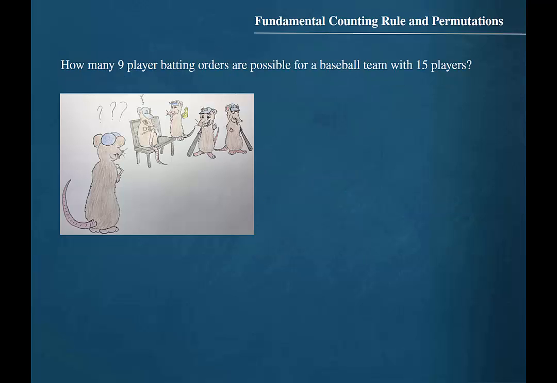So now let's return to the question of how many 9-player batting orders are possible for a baseball team with 15 players. Designing a batting order is the same as a sequence of 9 events. The manager must select a player to bat first, a player to bat second, and so on until the entire batting order is filled. If there are 15 players on the team, then there are 15 ways to fill the first batting position. That would leave 14 players to choose from to bat second, 13 to bat third, and so on until all of the batting positions in the order have been filled.